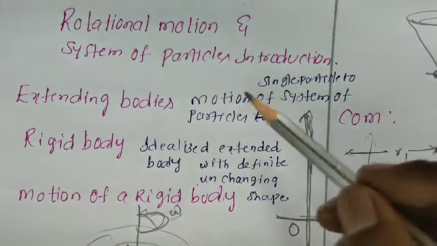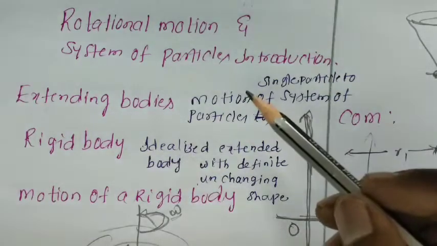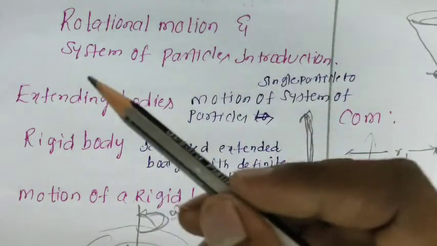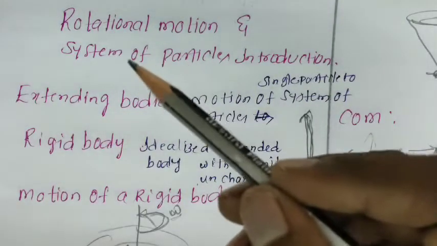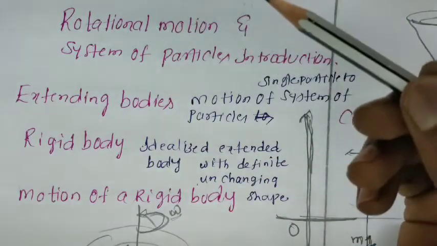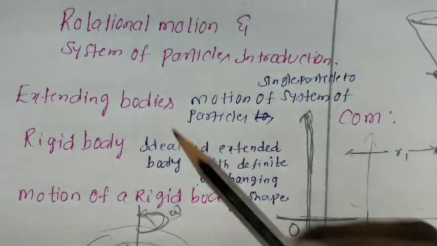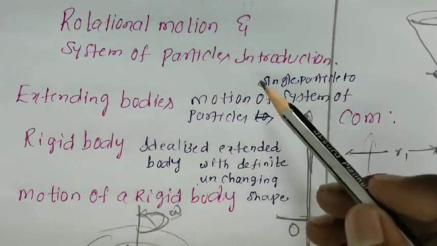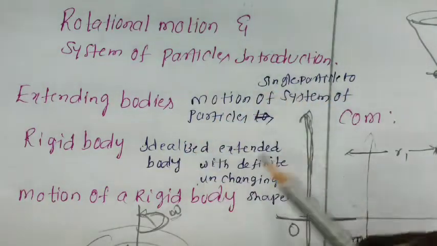Now we treat that ball as a system of particles. So how will things change? Same phenomenon: how will velocity change, how will acceleration change, that we are going to study. So an extended body means that, instead of the motion of a single particle, we have a system of particles.